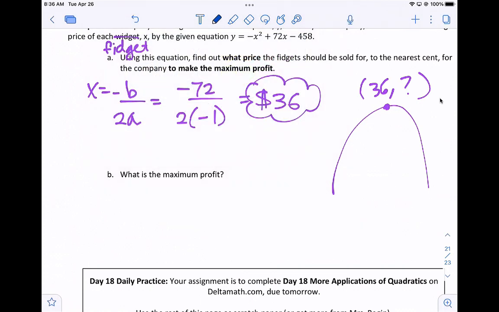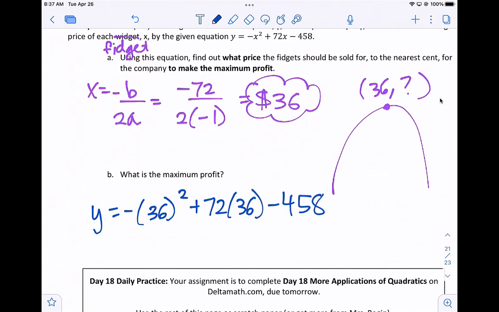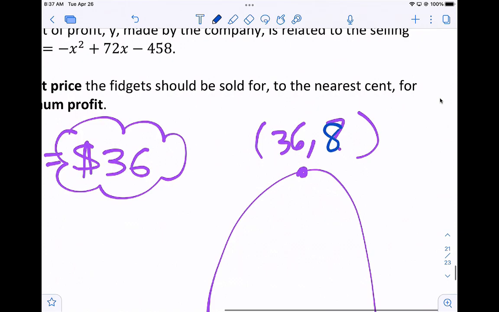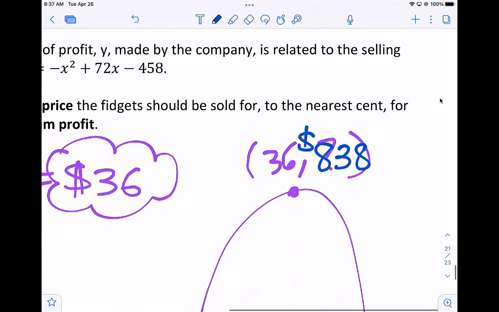So now we plug into the equation, the y equals, and we'll plug in a 36 everywhere we see the x. And let me type that in. The negative parentheses 36 squared plus 72 times 36. Whoopsies. And then minus 458. All right, so it ends up being, if they sell their fidgets for $36, they'll make a maximum profit of $838. If they sell it for any more or any less than that, they'll make less of a profit.